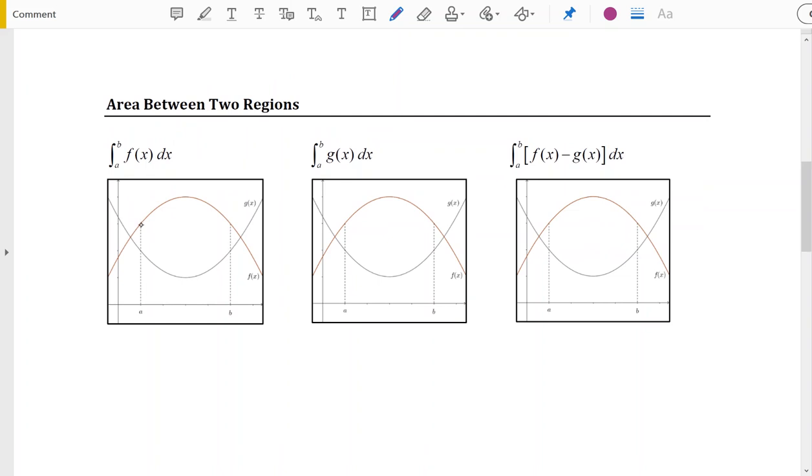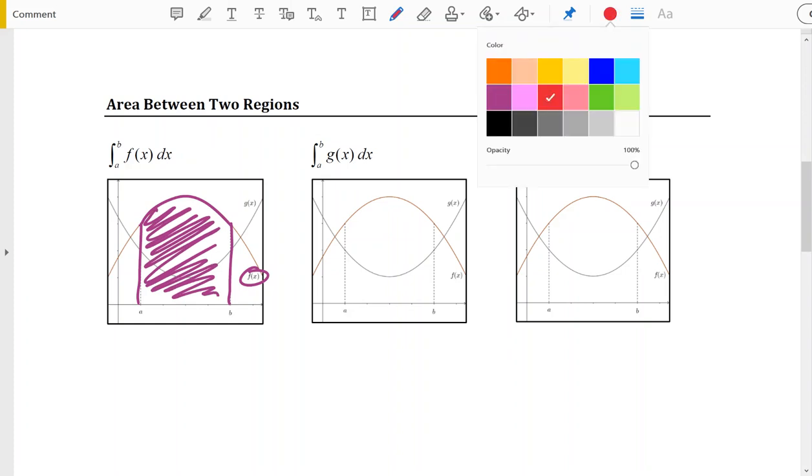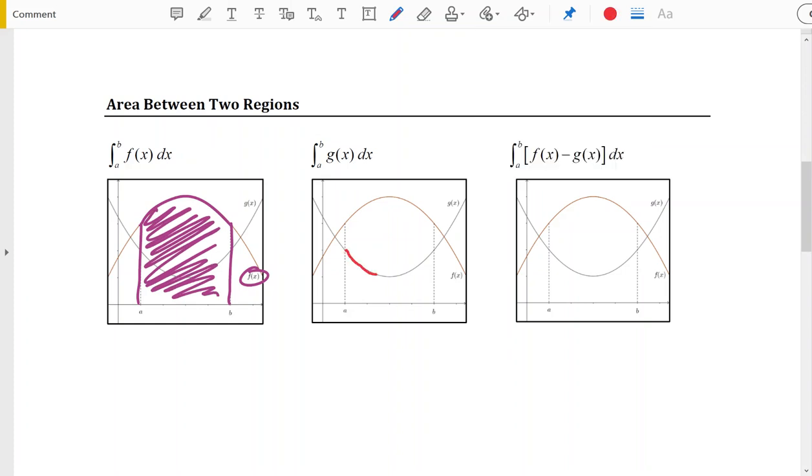f of x is the downward facing parabola as labeled here, and the region from a to b is shown here shaded purple. Moving on to the second graph, we have g of x, which is labeled as this upward facing parabola. And from a to b, we have this region shaded red. Now, the second problem, we're told to find the area underneath the curve f of x minus g of x. Well, this would produce some new function, but that new function is not graphed.